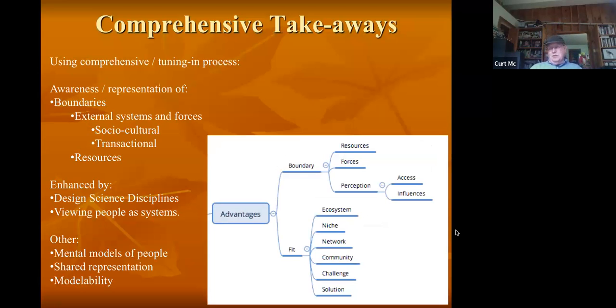So when we're using this comprehensive retuning process, we're raising our awareness and representation of the boundaries of the situation. Boundaries are important because that's the only way we can interact with the system. Boundaries are important because that's how external forces come in and interact with us. And so we need to be aware of that. Boundaries are where we get access to resources like the forces of gravity and electromagnetics and what nature has to offer, sunlight, etc. This is enhanced by design science discipline and also remembering that we as people are polyhedrons. We can model ourselves as polyhedral.